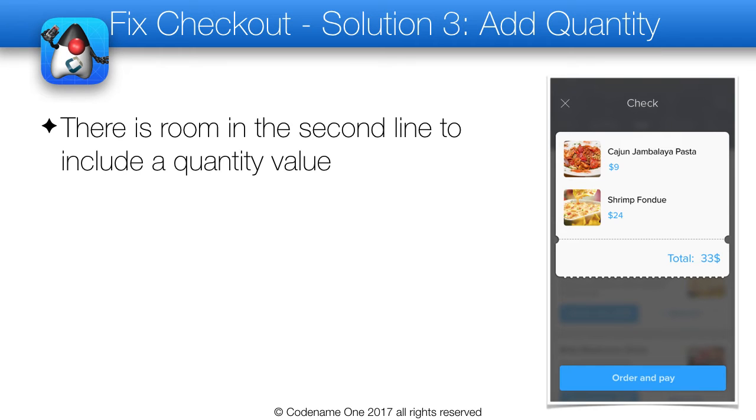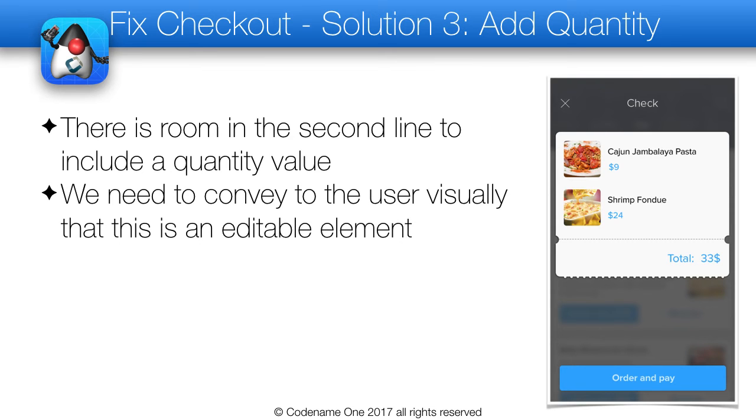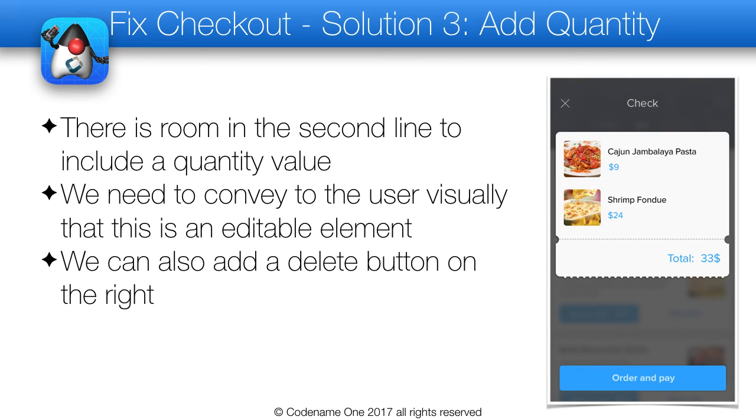We can include quantity in the end of the price line. It might be hard to convey visually that this quantity element is editable. We can use a text field design, but that might not be attractive. A delete button on the right can work too, but might disrupt the UI.